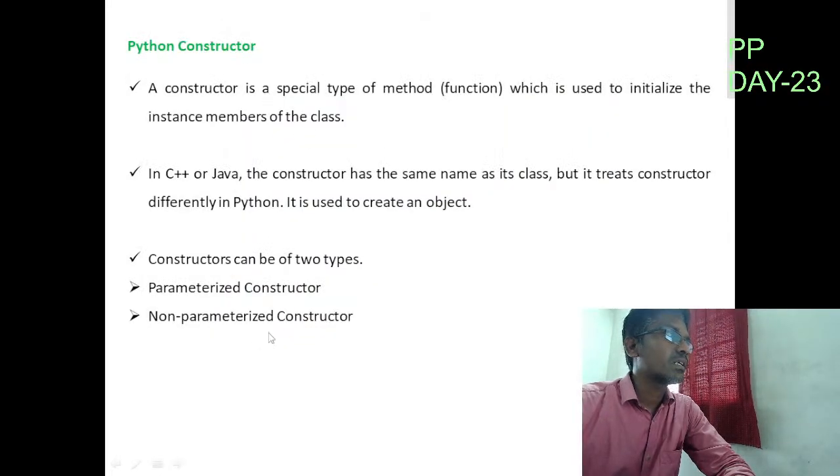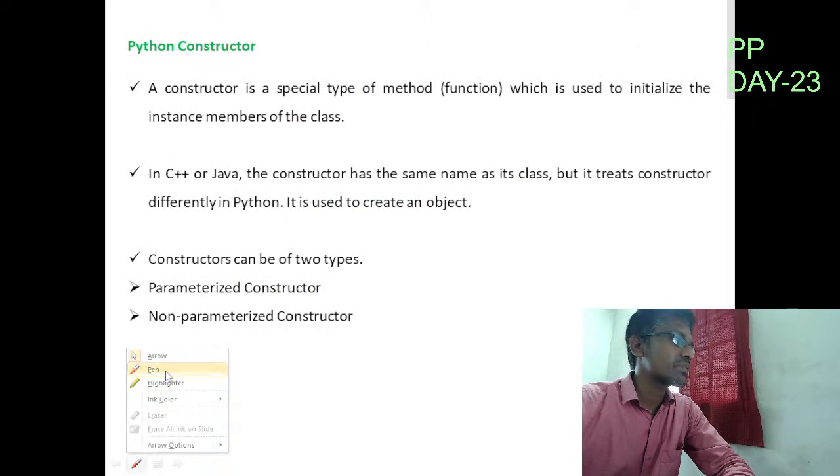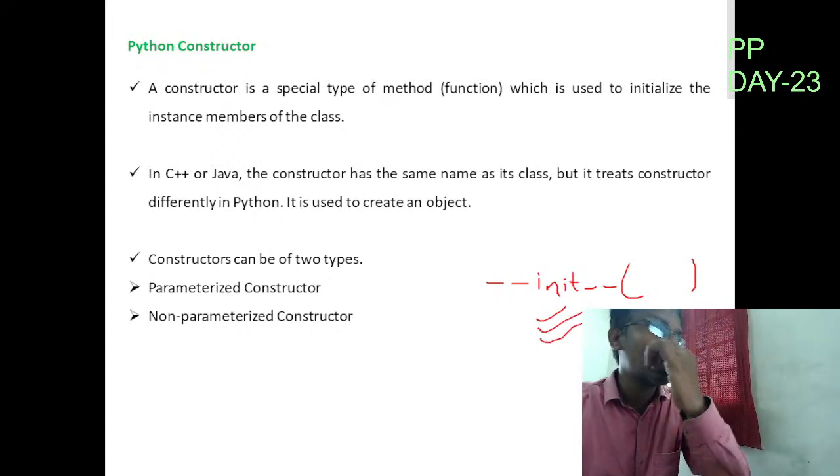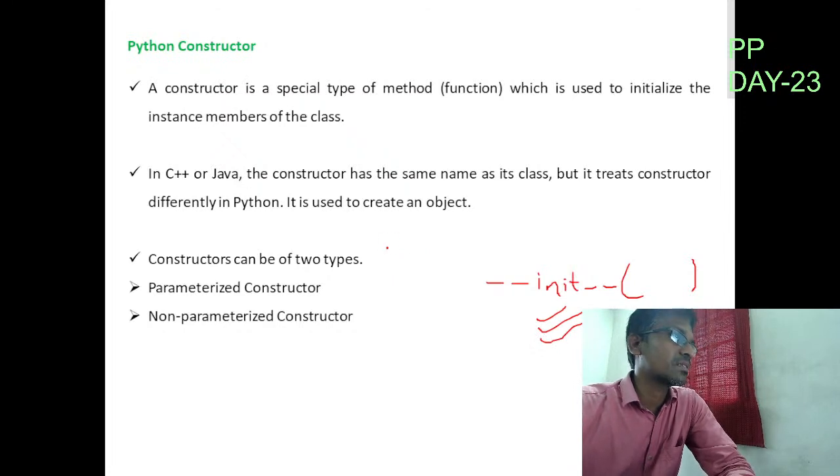So now let us see the constructor. So what is a constructor? As I said, a constructor can be created in Python by using the __init__ method or function. By using that constructor, you initialize the objects, or you create objects, and you can allocate the memory for the objects.